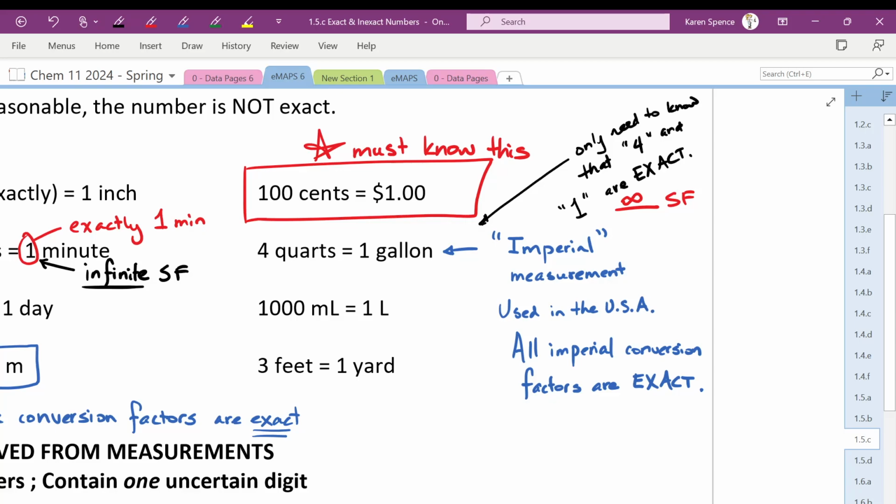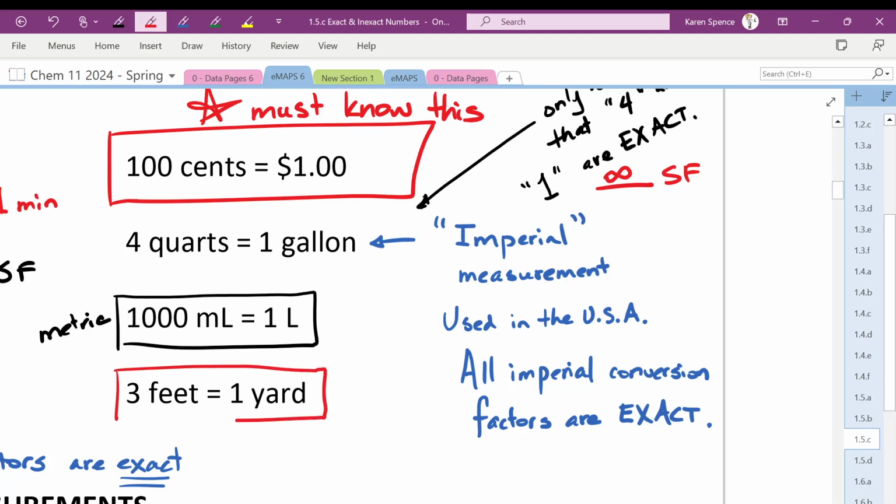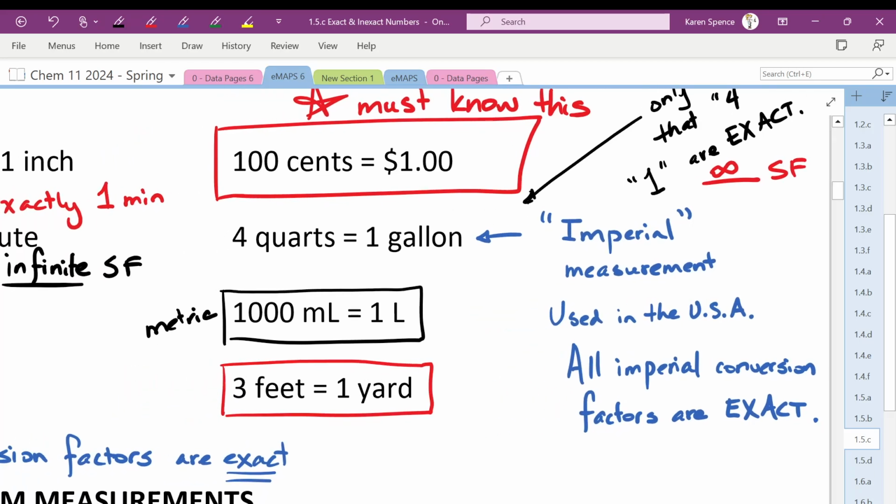What kind of unit do we have with this 1,000 milliliters in 1 liter? Is that metric or imperial? Metric. That is metric. So are those exact or inexact? Exact. 3 feet equals 1 yard. Metric or imperial? Imperial. And they are both imperial, therefore they are exact numbers.